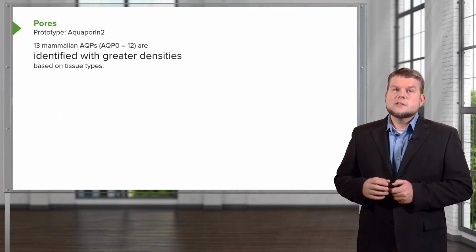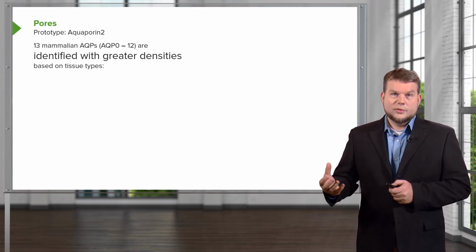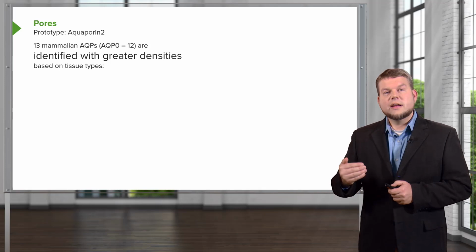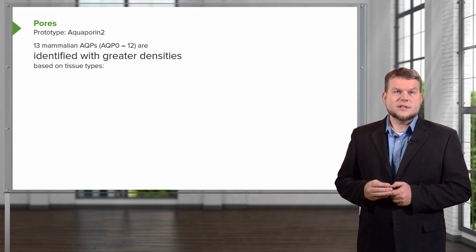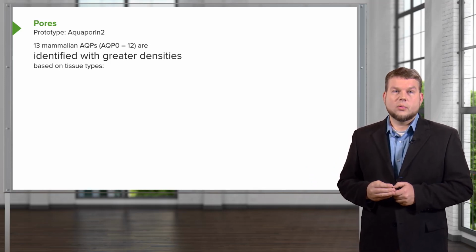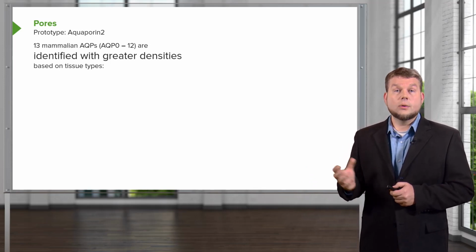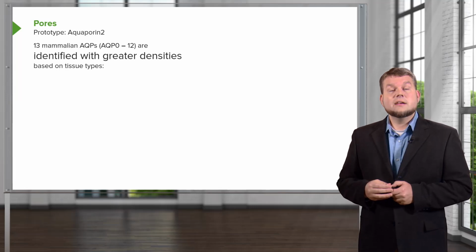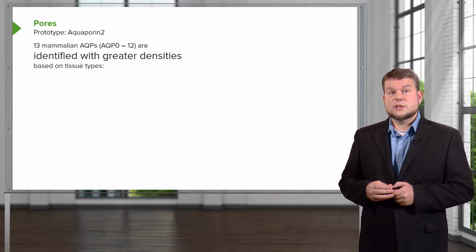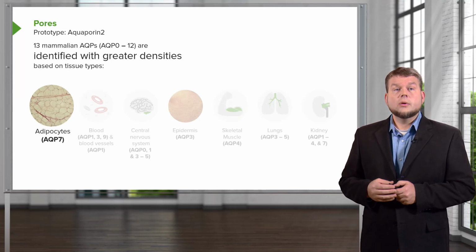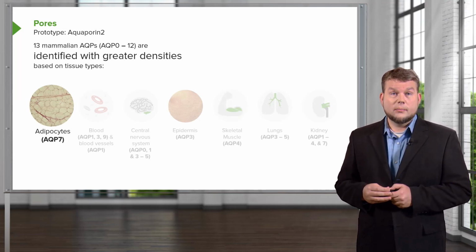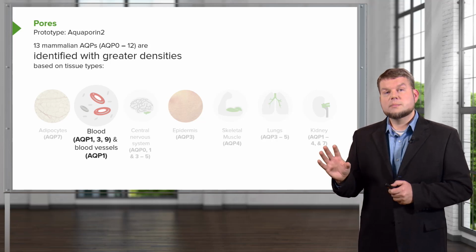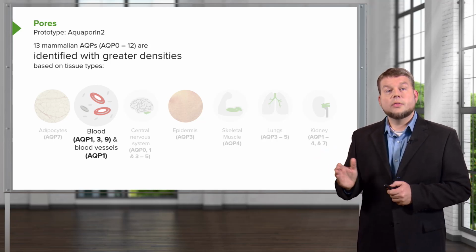Now, aquaporins are these water channels, and they are located in different types throughout the body. There are 13 primary types of aquaporins, and we label those from 0 to 12. They are in various densities in different tissues. So, adipocytes, or fat cells, have aquaporin 7 in them. Blood has more specific types of aquaporins, 1, 3, and 9.